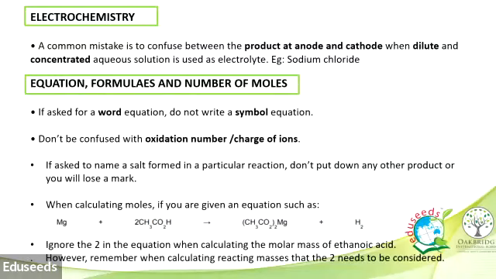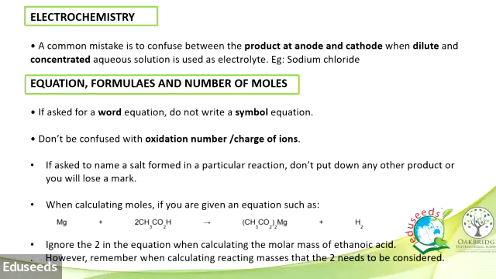Don't be confused with oxidation number or charge of ions. For this, you need to really understand where the charge of the ion comes from. You need to make sure you know the charge of the ion so that the symbol equation won't be wrong, especially when you're balancing the equation. If the formula of the compound is wrong, then the rest of the calculation will be wrong as well.